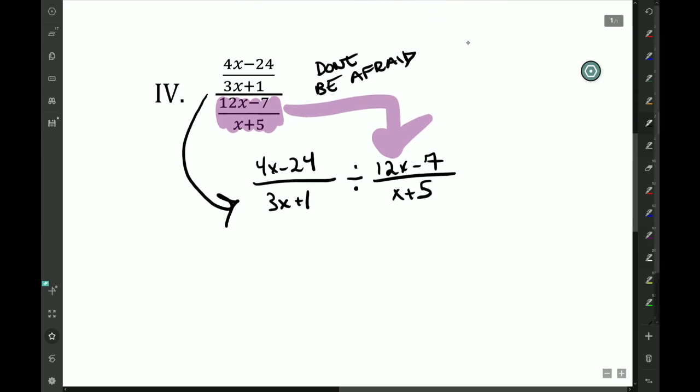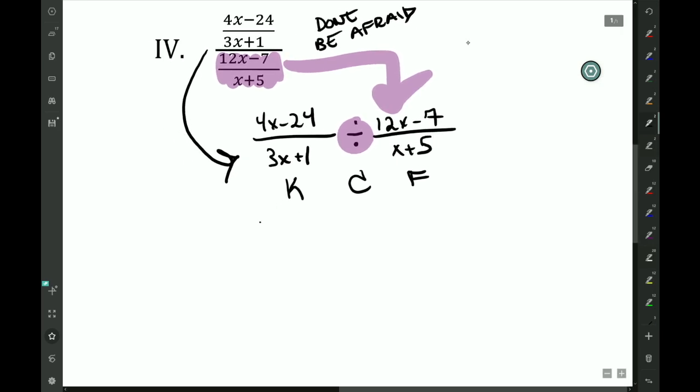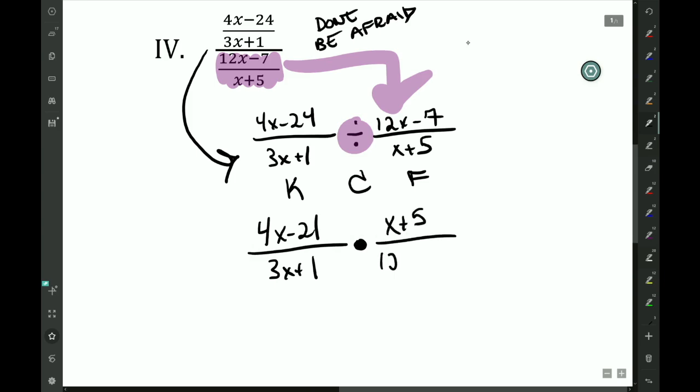What do we need to do yet still? Keep, flip, and change. Okay, so what you'd want to work with is 4x minus 24 over 3x plus 1 times x plus 5 over 12x minus 7. Remove the GCF. Remove the GCF. And I will leave that for you to solve later. Now, just kind of skip ahead for right now, though.